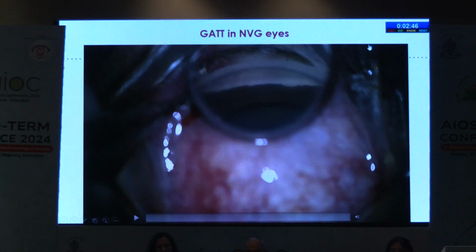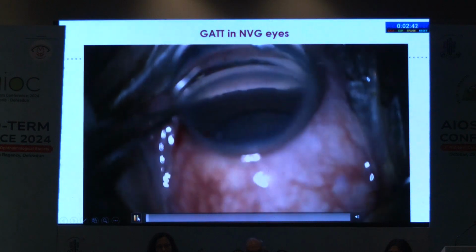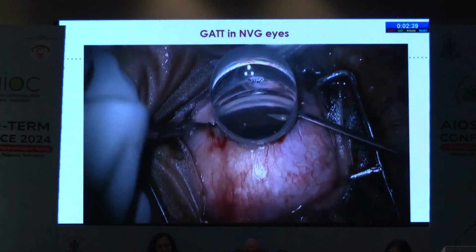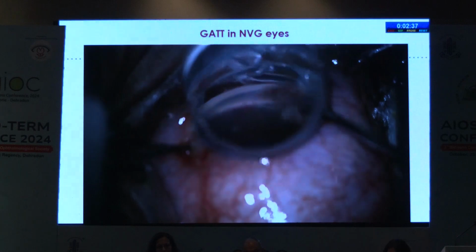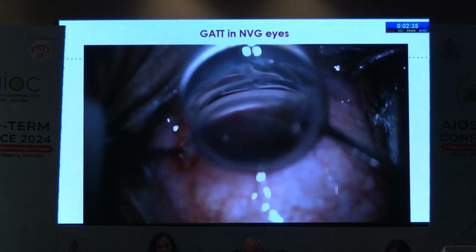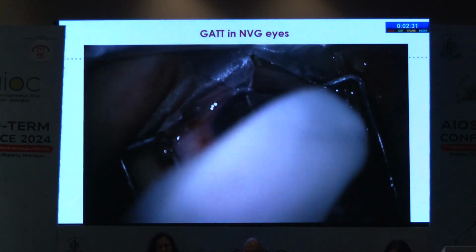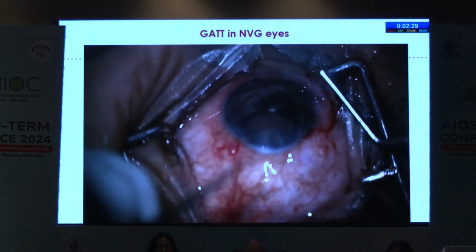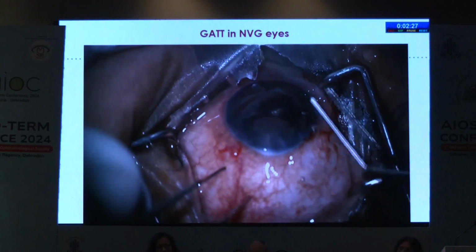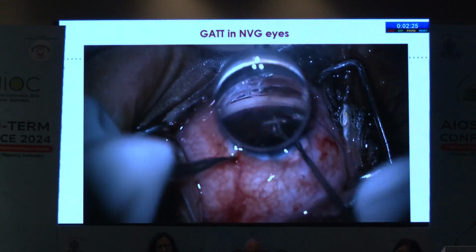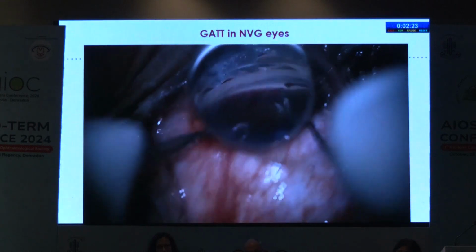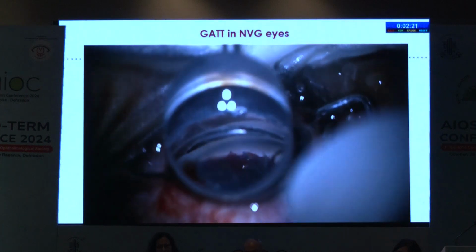GATT can also be done in some refractory cases. This is an example in an NVG, where the IOPs were 30 to 38 on maximum medications, and we didn't really want to do a trab at this stage and wanted to wait, so MIGS could be done. So we attempted the MIGS. We have had 4 such patients, and the results are really good over the last 1 year.